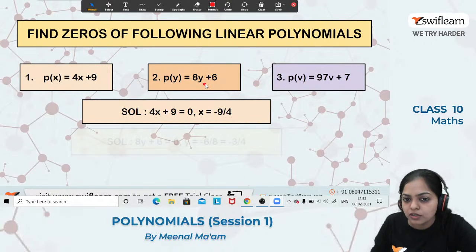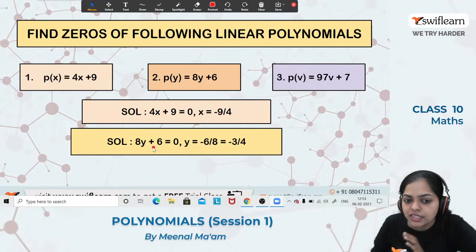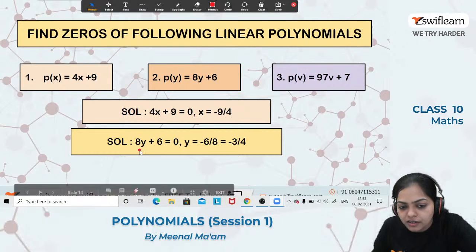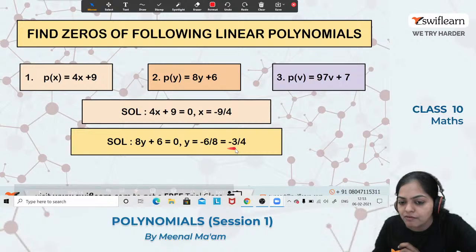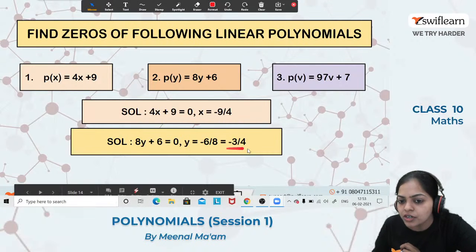So how are we going to solve this one? We have to put this polynomial equal to 0. Then we will get 8y equal to minus 6. Then y is minus 6 by 8. And when we simplify this fraction, we will get minus 3 by 4. Got it everyone?